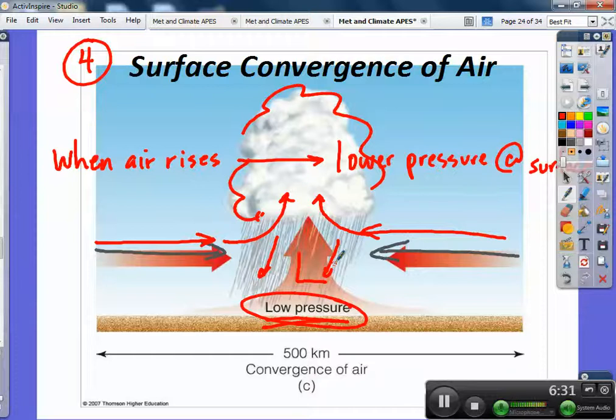So those are the four main things that are going to cause air to rise. You're going to have surface convergence, you're going to have orographic lifting, or going over a mountain. You're going to have convection, and you're also going to have frontal boundaries that are going to cause that air to rise.